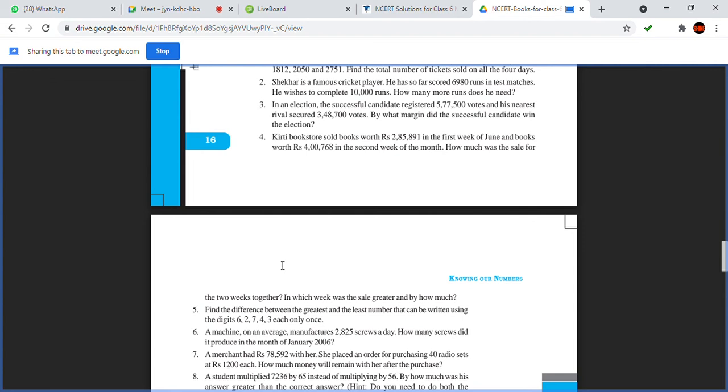There we can do the subtraction. 4,768,000 minus 285,891. Okay, do that calculation also as a homework, and that means these 4 questions you complete as one homework. Now question number 5 onwards we can do in next class.